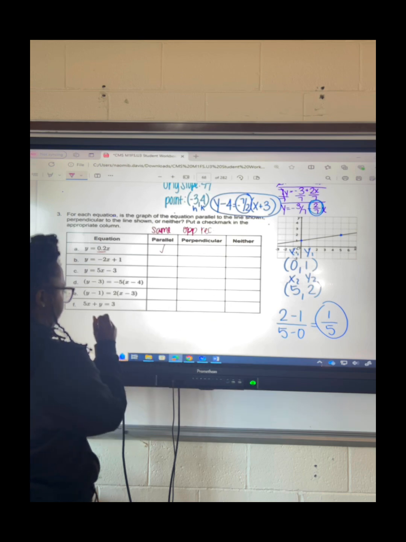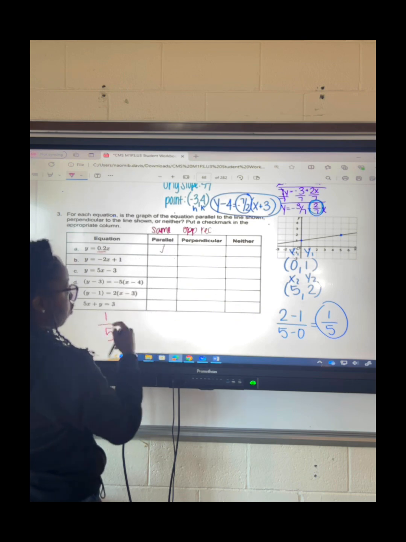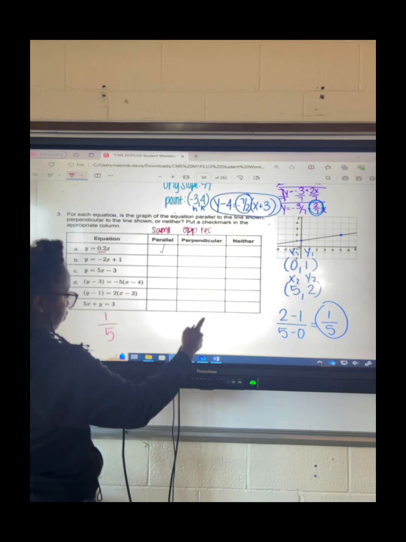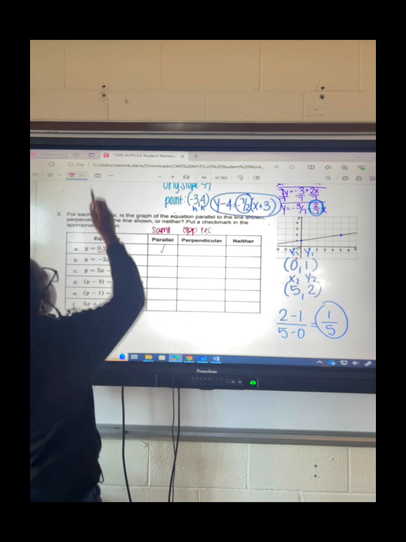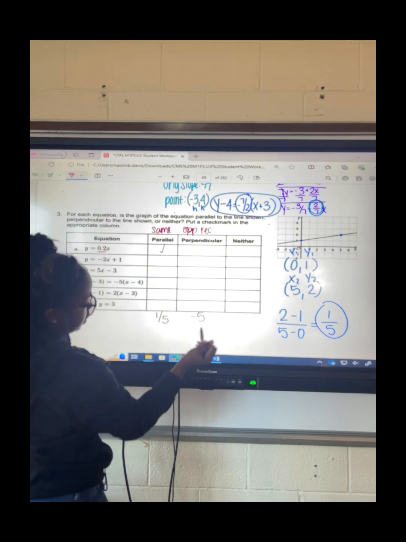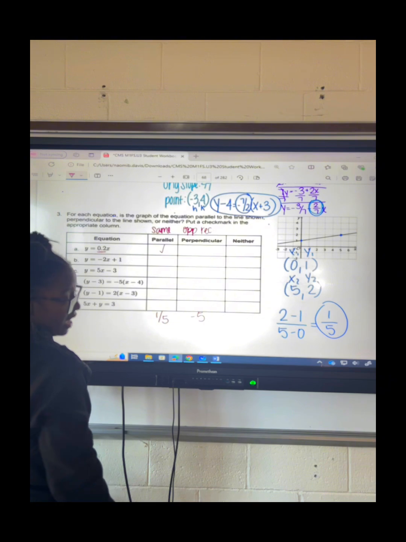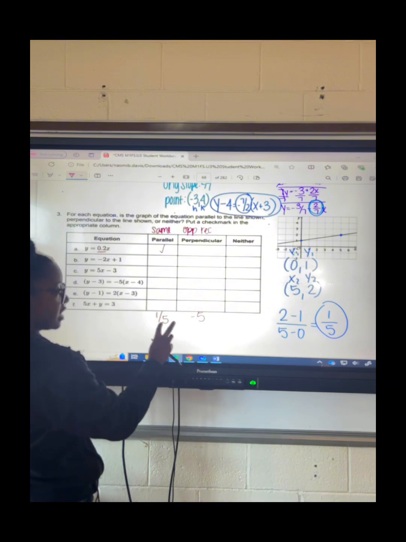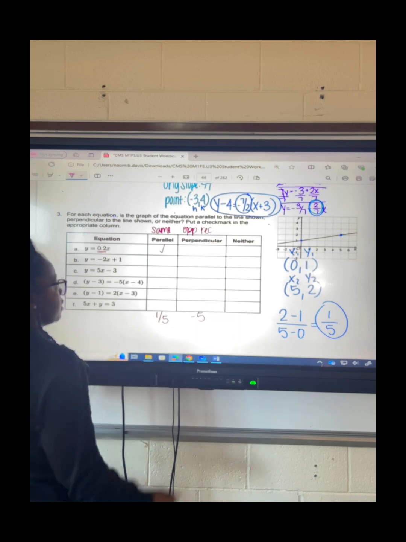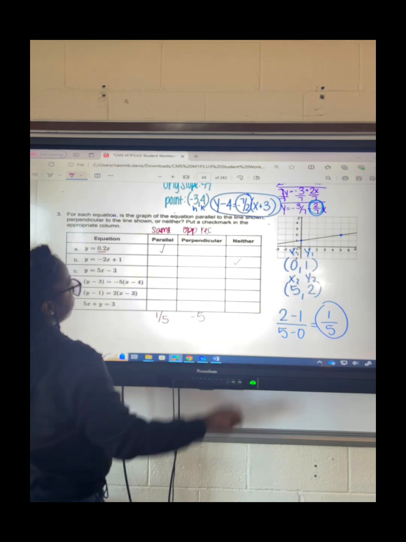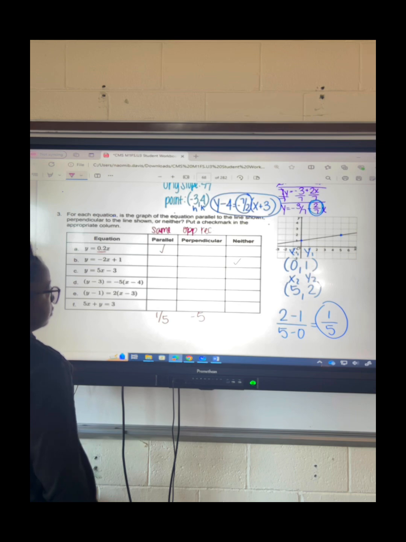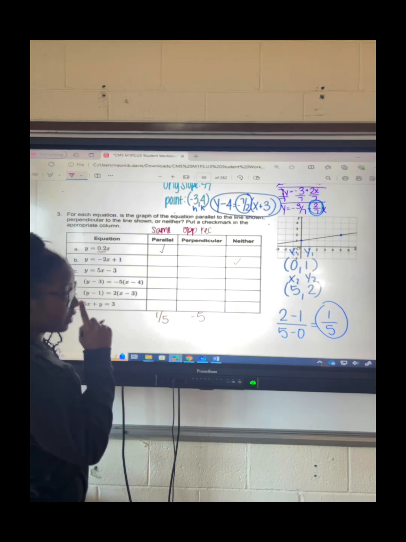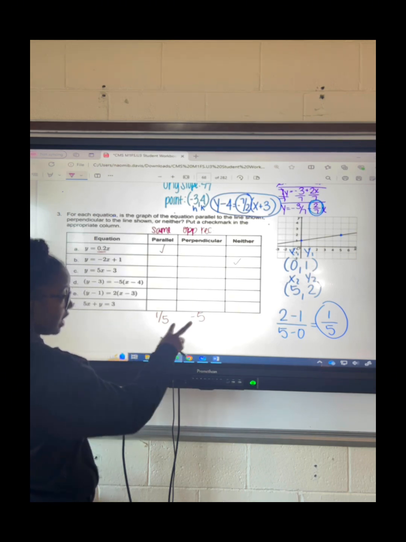Now, if my slope is 1/5, I'm either going to have 1/5 or negative 5. Let me write that under here. Those are the only options for it to be either parallel or perpendicular. If it's anything other than these two, it's neither. So this one will be neither. Next, positive 5.